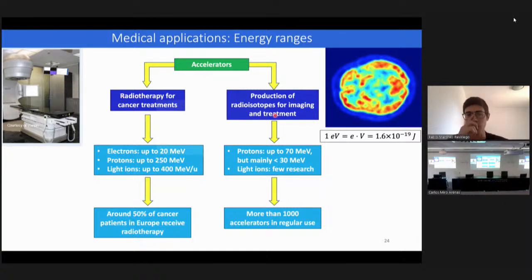Then they are also used to produce radioisotopes for imaging and treatment. For this, protons up to 70 MeV are used, but mainly below 30 MeV, and also light ions, but this is less common. And there are more than 1,000 accelerators in regular use for this kind of application.